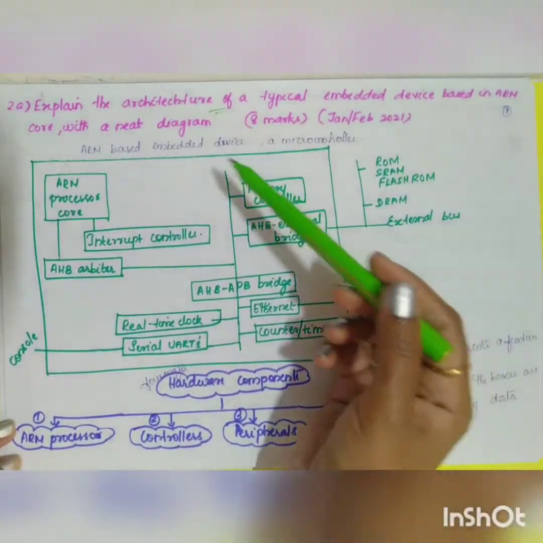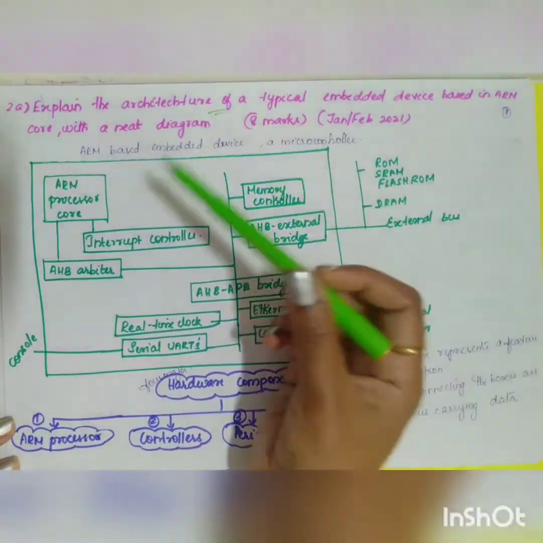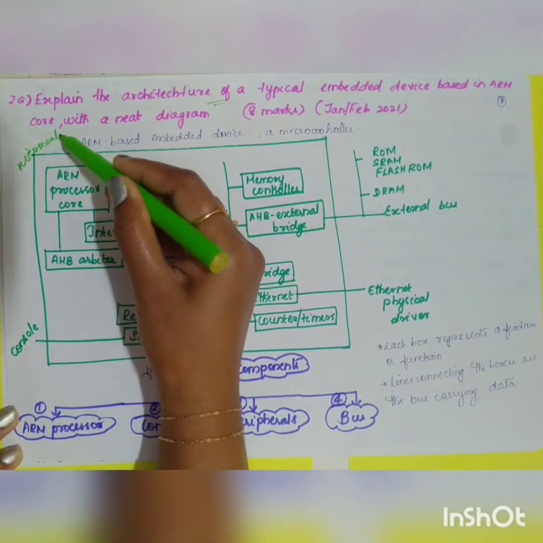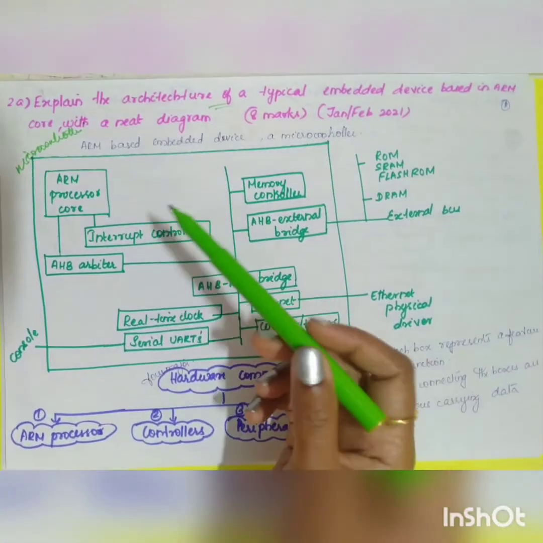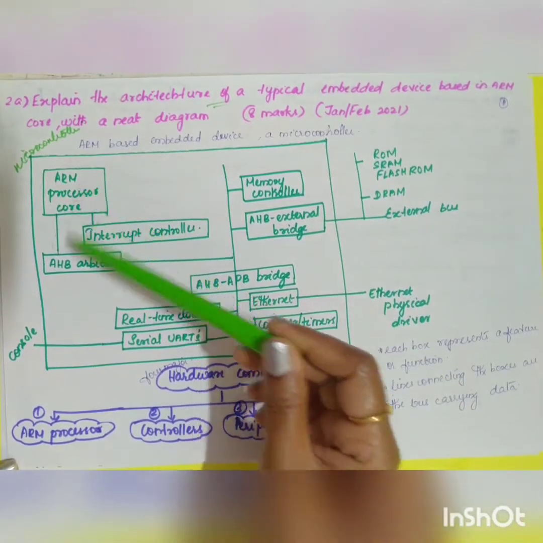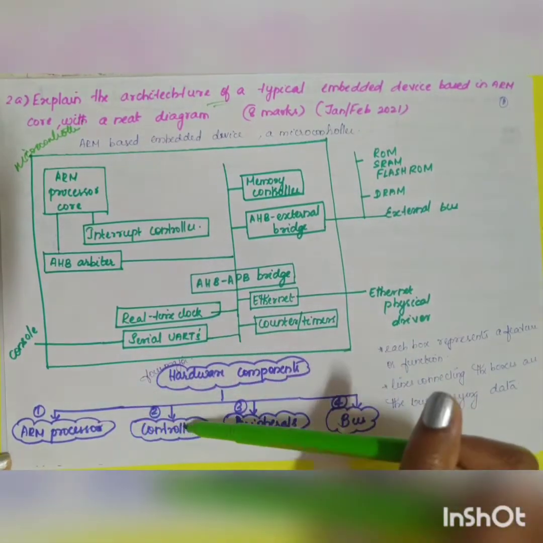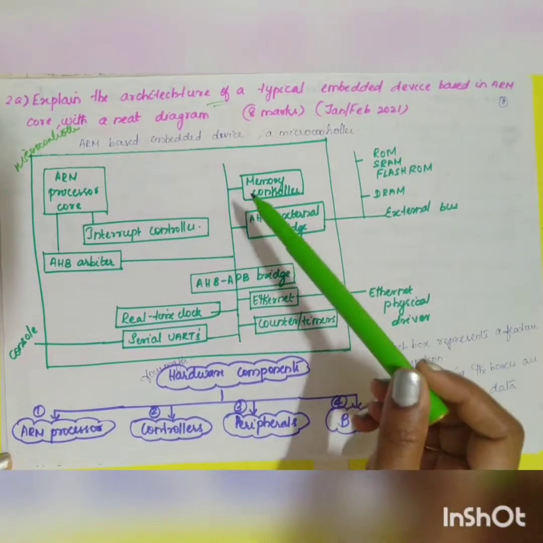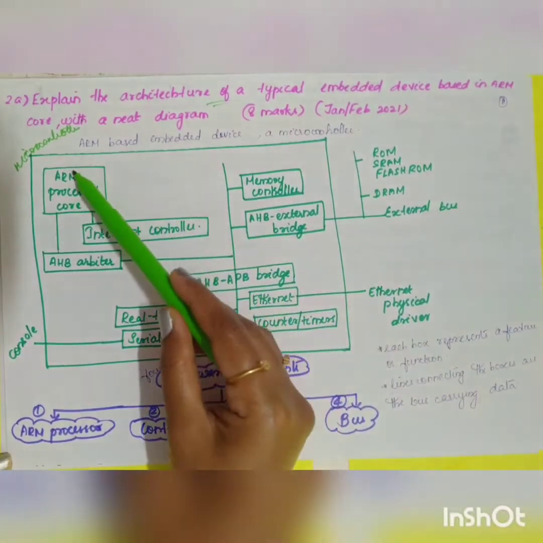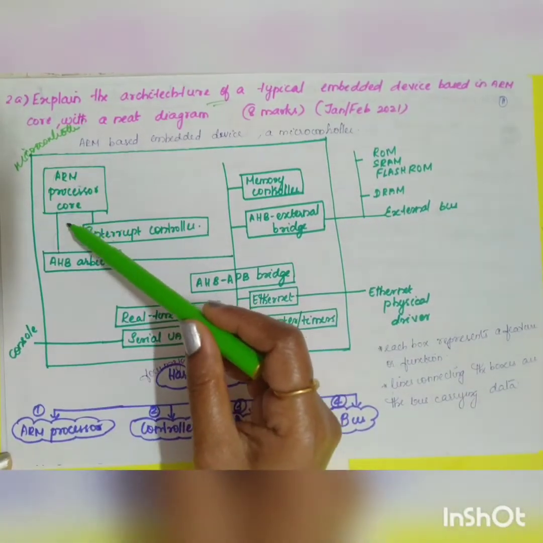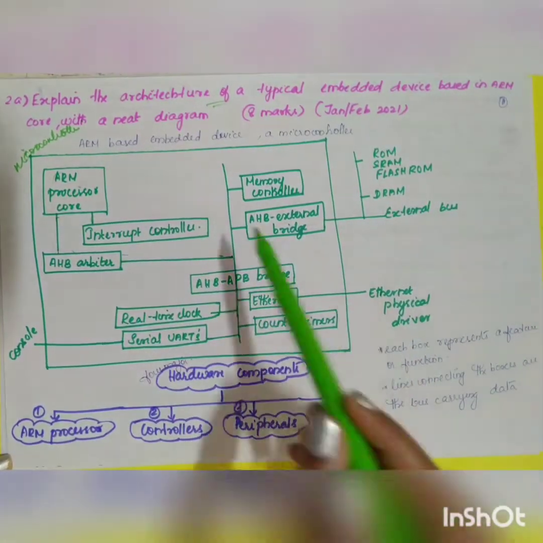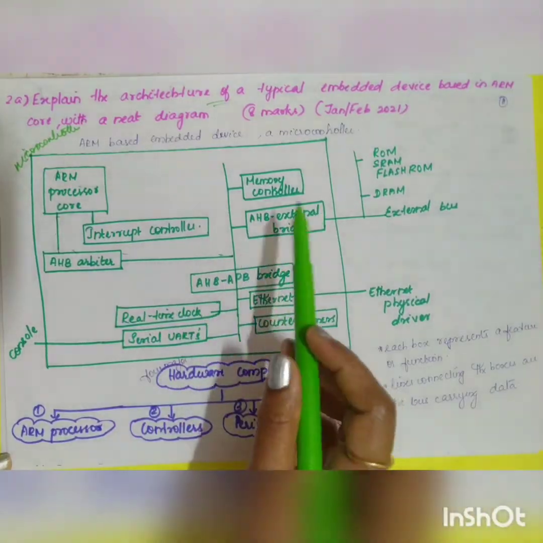This diagram gives you the ARM-based embedded device, that is a microcontroller. So this altogether will be your microcontroller structure. It mainly consists of four important hardware components. What are the four important components? One is your ARM processor, controllers, peripherals, and your bus. Each box represents a feature or a function, and the lines connecting the boxes are the bus carrying the data.